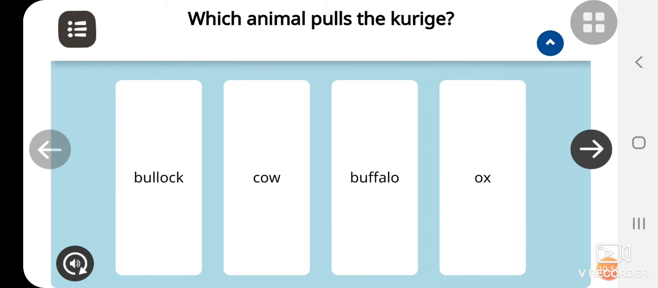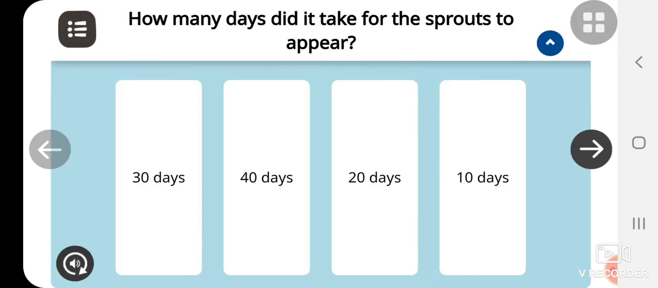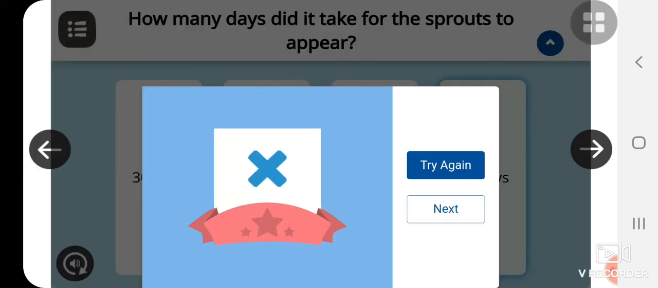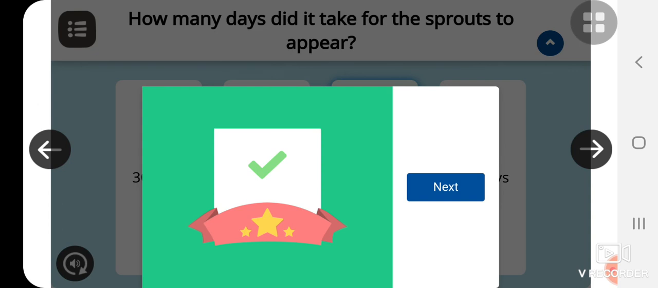Which animal pulls the courage? Bullock, cow, buffalo, ox. We will see whether our answer is correct. Yes, bullock pulls the courage. How many days did it take for the sprouts to appear? Let us check our answer. It is wrong. We will try again. We will go for 20 days. Yes, it is talking about the onion plant because other we can see the sprouts appear more early also.